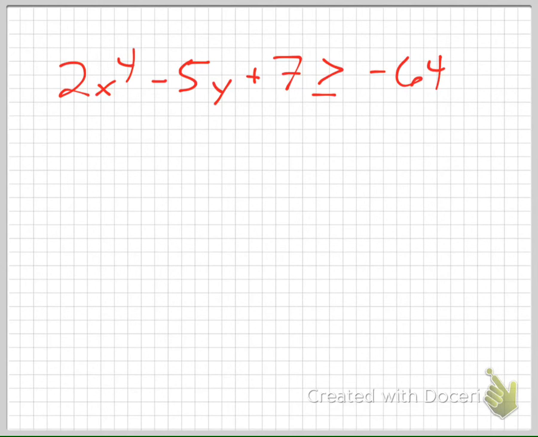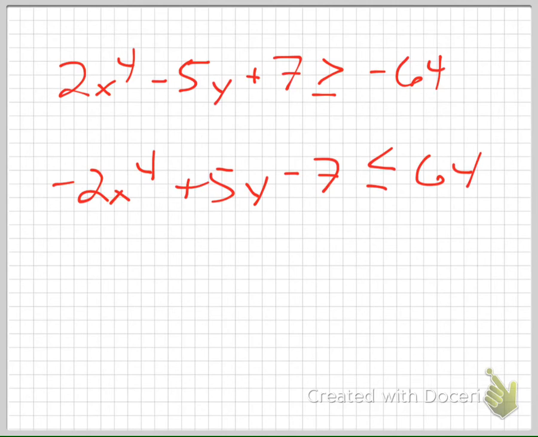I could give you 2x to the 4th minus 5y plus 7 is greater than or equal to negative 64. And if I want to, I can go negative 2x to the 4th plus 5y minus 7 is less than or equal to 64. I just multiplied everything by negative 1. I flipped everything. I'm allowed to do that. I'm not saying you're ever going to want to. I'm saying you're allowed to.